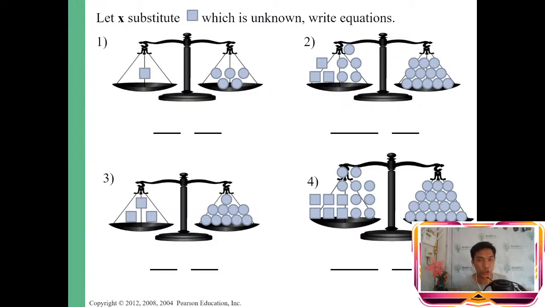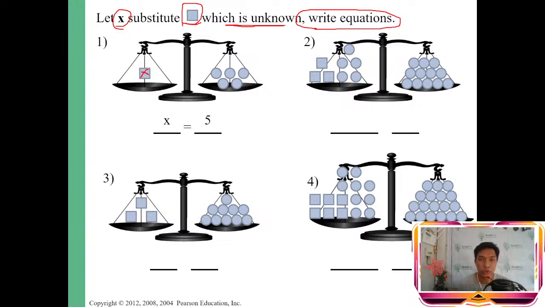Look at this one, look at your screen. We are going to substitute the x with the shape, the square, which is the unknown. So square is the unknown. We don't know that one. And write the equation. How do we write that one? If your circle is x, and how many is this one? We have 5. So we write x is equal to 5. That is how we write the equation.